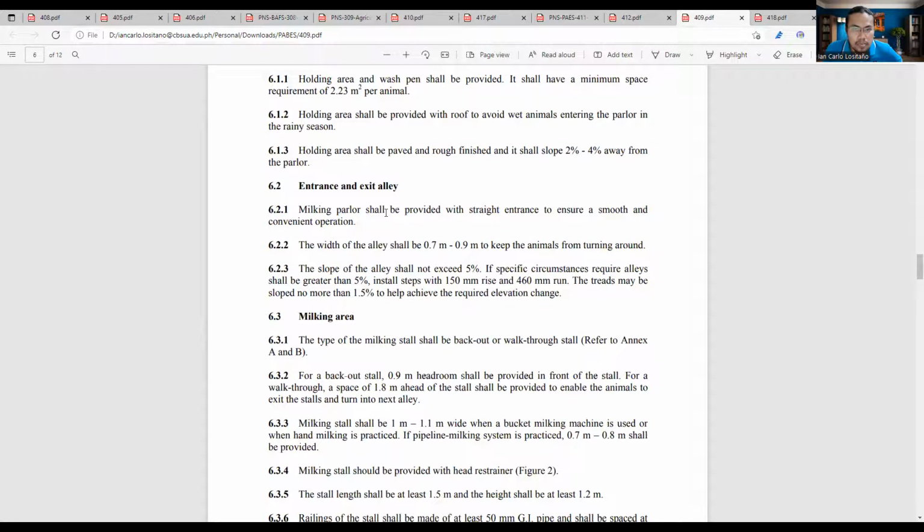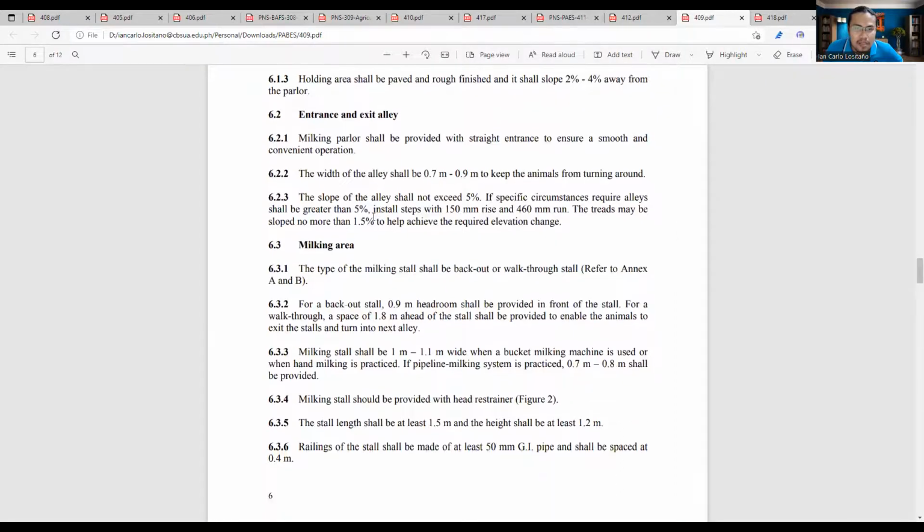Entrance and exit alley, because the animal will not be slaughtered. The animals are expected to be alive after milking, and so there's a requirement. The milking parlor shall be provided with a straight entrance to ensure a smooth and convenient operation. The width of the alley shall be 0.7 to 0.9 meters to keep the animals from turning around. And the slope of the alley shall not exceed 5%. If specific circumstances require alleys greater than 5%, install steps with 150 millimeter rise and 460 millimeter run. The treads may have a slope no more than 1.5% to help achieve the required elevation change.